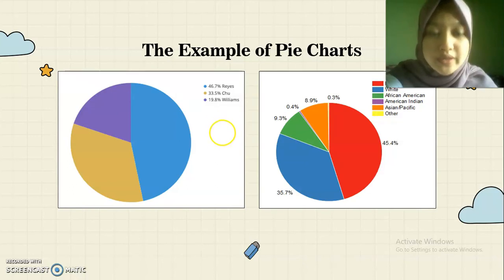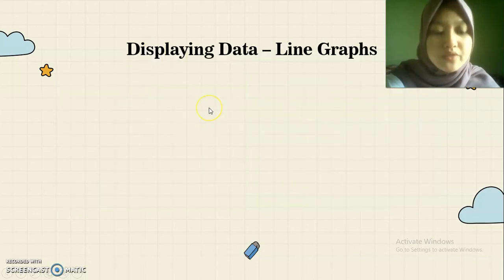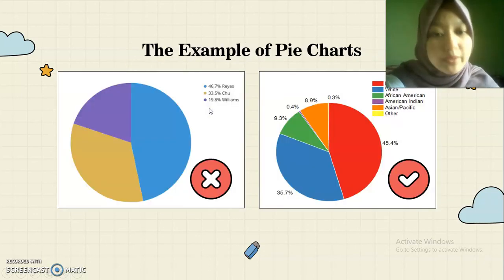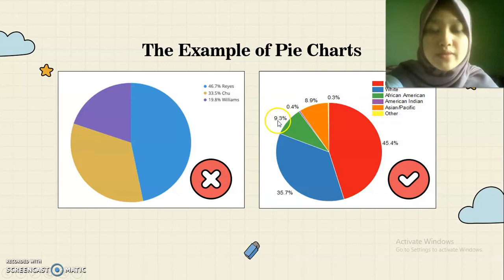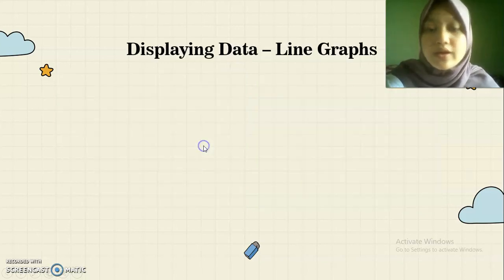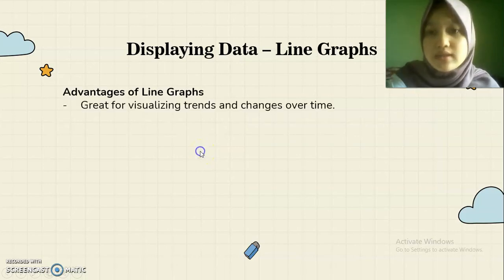Okay, the correct one is here, because when we make a pie chart, it is important to add value labels, so it makes them easier to read, like this: 9.3% and others.